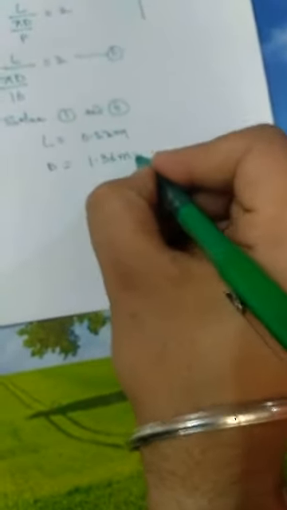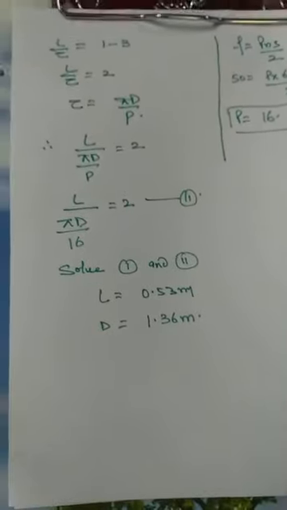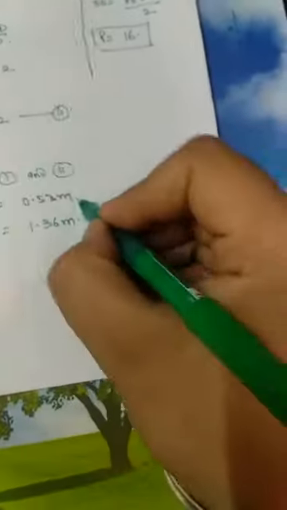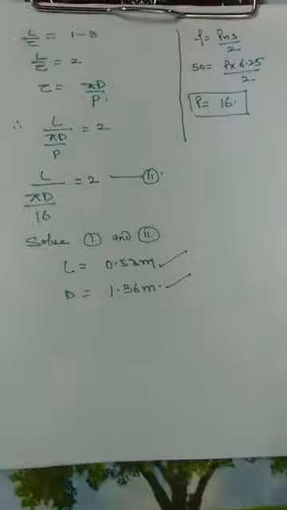Now you can solve the first and second equations. We get L and we get D. L will be 0.53 meters, and D equals 1.36 meters. So this is the main dimension that we had to calculate: D is equal to this and L is equal to this.